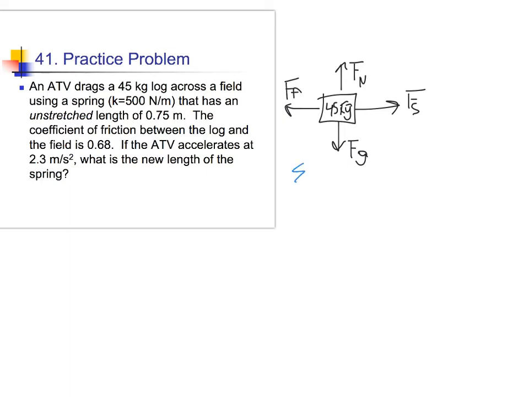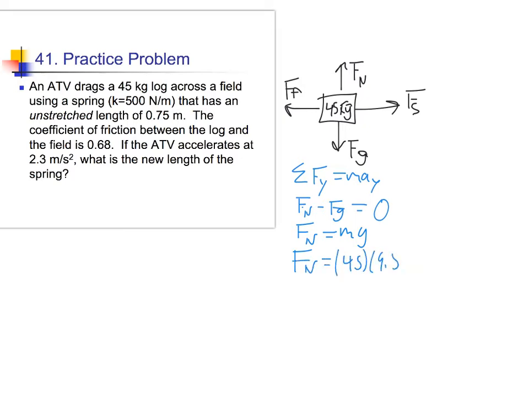As always, I'm going to set up my max and my may. I'm going to start with my may. In the y direction, I have my normal force, and I have the force of gravity. That's going to be equal, in this case, to 0, because I'm not accelerating vertically, perpendicular to my surface. So that means that my normal force here is simply going to be equal to gravity, which is mg. So my normal force is going to be 45 times 9.8, which is 441 newtons.